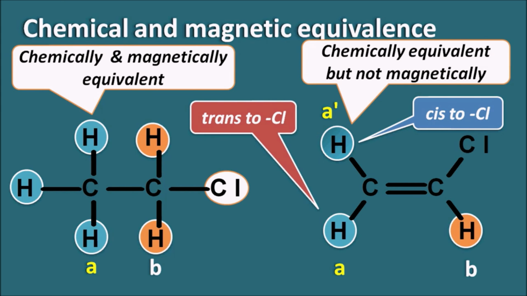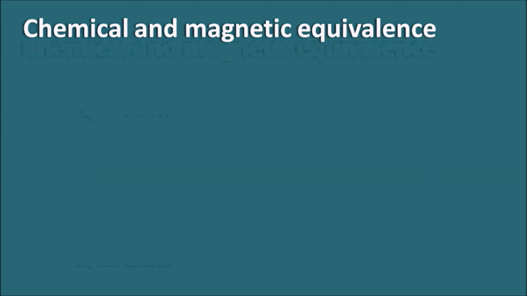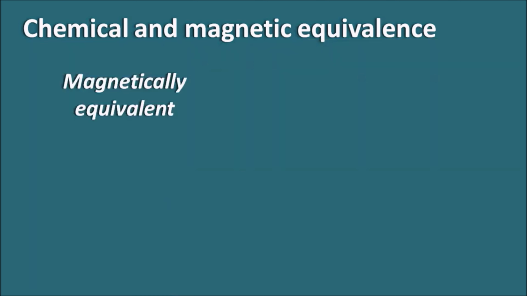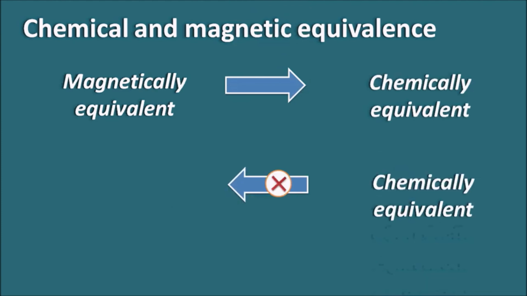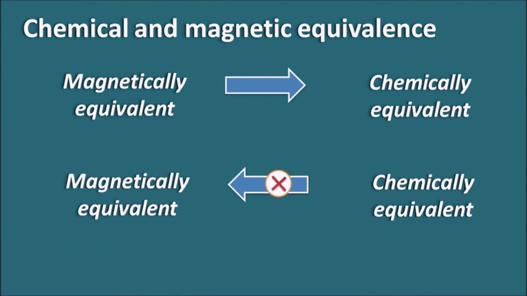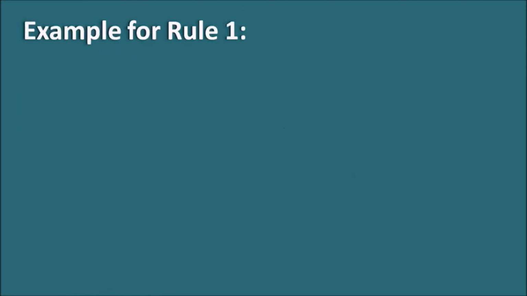So in this way, in a structure we have to first identify chemical equivalence, and if it is chemically equivalent then we have to identify whether it is magnetically equivalent or not. So we can conclude that if two nuclei are magnetically equivalent, they will be chemically equivalent. But if two nuclei are chemically equivalent, they may not be magnetically equivalent. So magnetic equivalence may or may not be present when they are chemically equivalent. In order to understand well, let us take one example for rule 1.